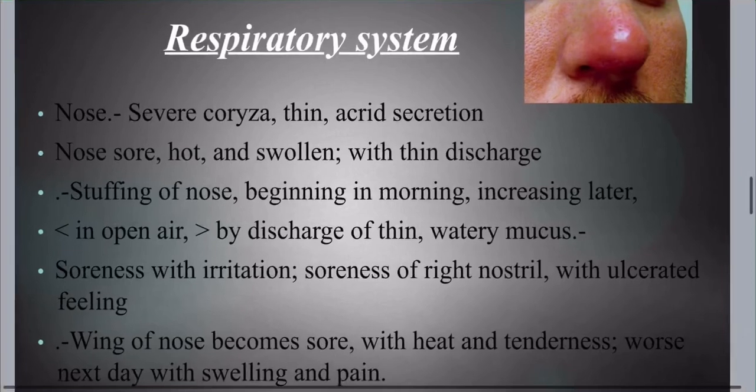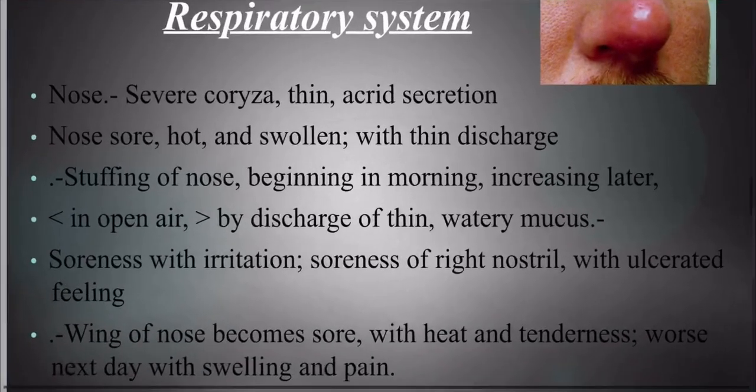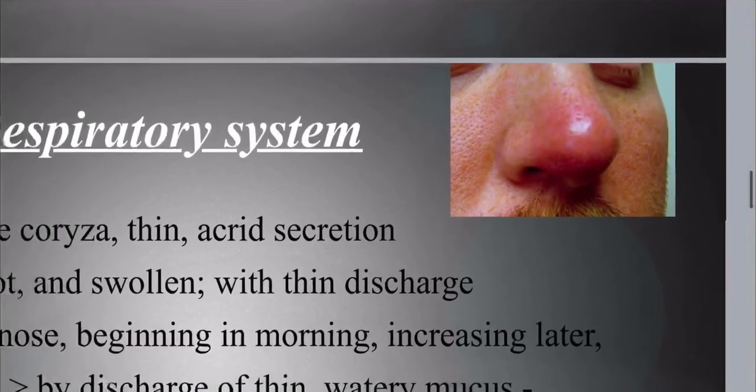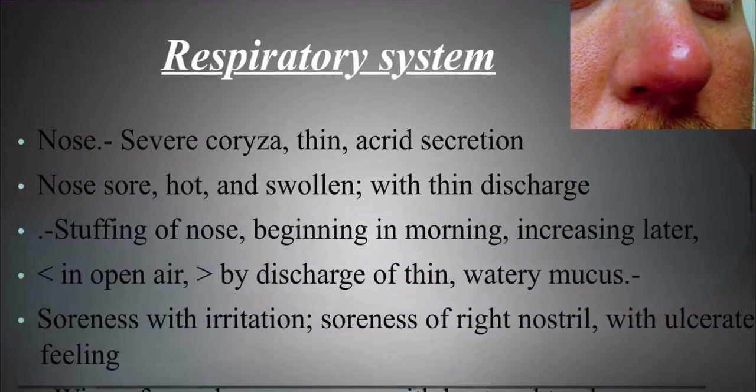Now we'll move on to the respiratory symptoms of Naja. The nose: severe coryza, thin, acrid secretion. Like we read in the mentals, the person is very susceptible to cold. So again, the guiding symptoms: the person will be suffering from severe coryza, thin acrid secretion. The secretions are acrid, they are excoriating. The nose is sore, hot and swollen with a thin discharge. You can see in the picture here, a hot and swollen nose, sore with a thin discharge.